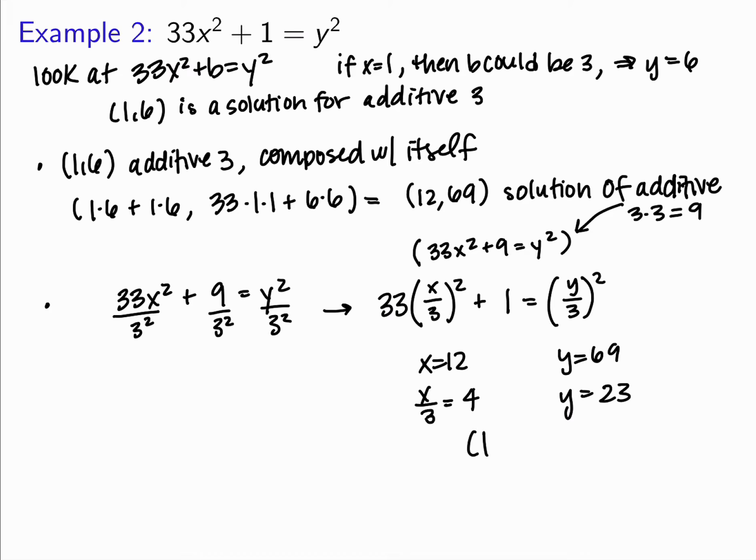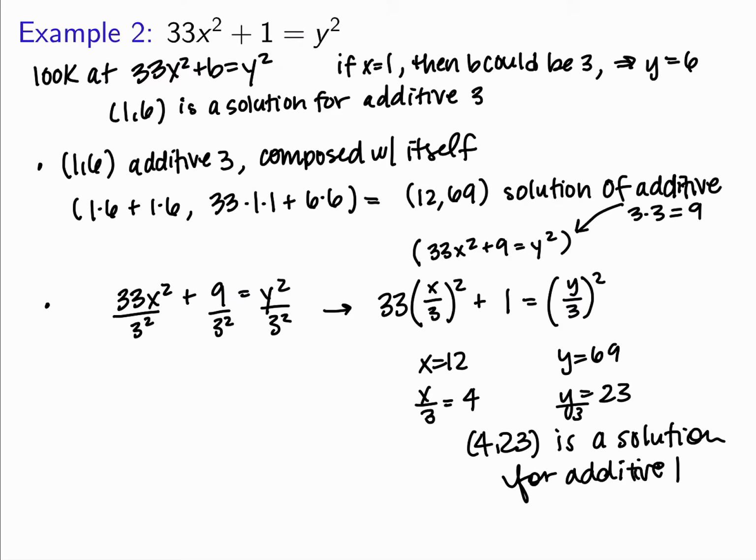So 4, 23 is a solution for additive 1. There we go. Because what did we do? It is a solution to this new piece. If you plug a 4 in here, or if you plug a 12 in, that's like plugging a 4 into that whole spot. Plug a 69 in, that's like a 23 in the whole place. So 4, 23 is a solution for additive 1.